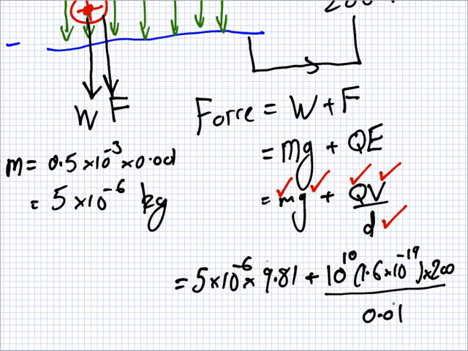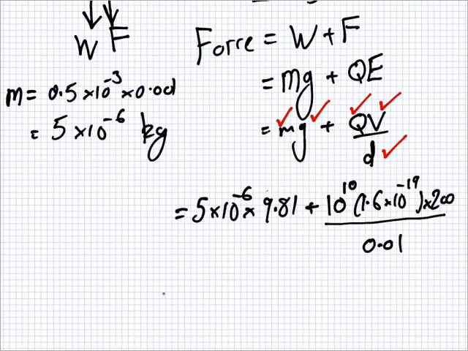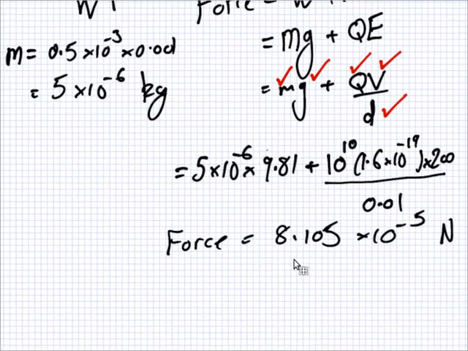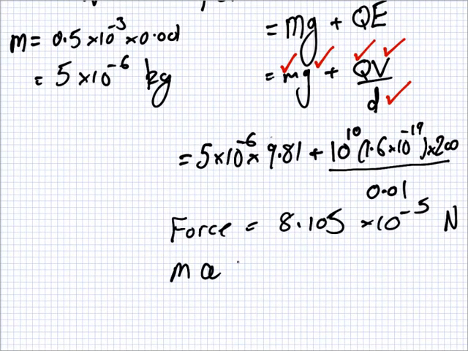So I get the force equals 8.105 times 10 to the minus 5 newtons. But I don't actually want the force. I want the acceleration. So how can I get the acceleration? F equals ma, yeah. But you want the time, though. Yeah, well, it's another step closer to getting the time.